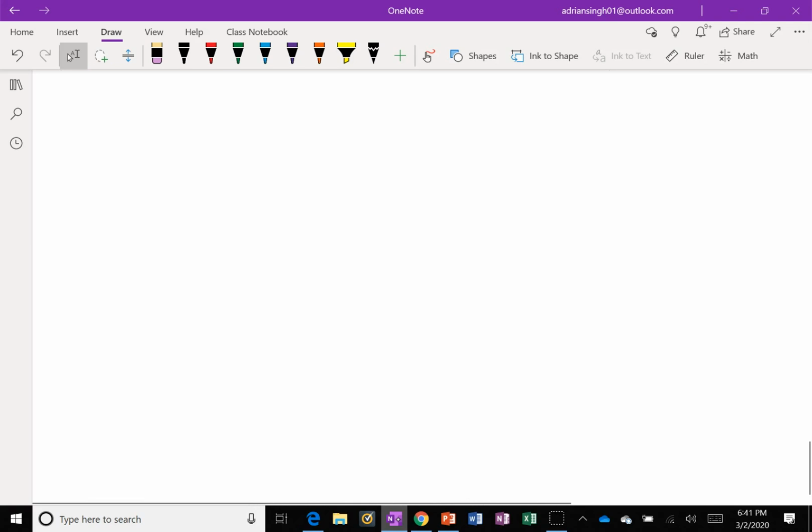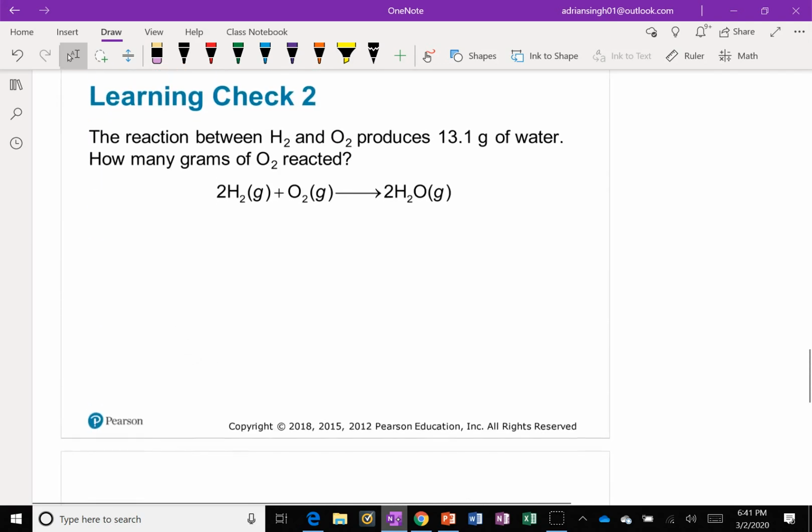Okay, let's take a look at one more. Where did it go? I thought we had another one down here. Oh, there it is. Here we have the reaction between hydrogen and oxygen, and we're told that it produces 13 grams of water, H2O. We need to figure out how many grams of the oxygen, O2, reacted.